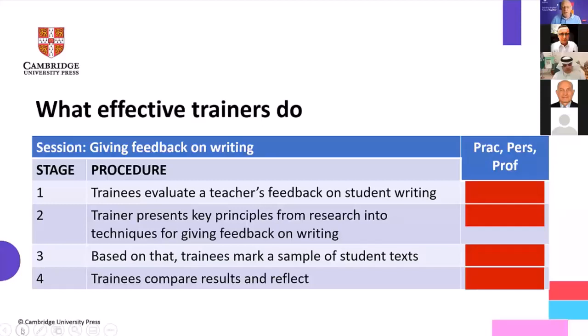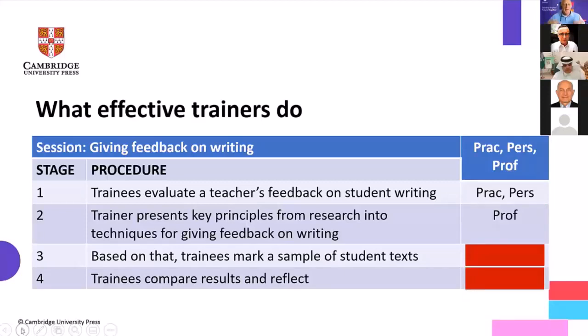So in the first stage, trainees evaluate a teacher's feedback on student writing. Now, I hope you will agree that that's a very practical activity. Teachers will be looking at something which the trainer has produced. There's also this personal element, because we want our teachers to use their own knowledge and their own beliefs and their own assumptions, and indeed their own context, to think about the students' writing. So we've got two possible elements there. The trainer presents key principles. Very obviously, this is the professional side.